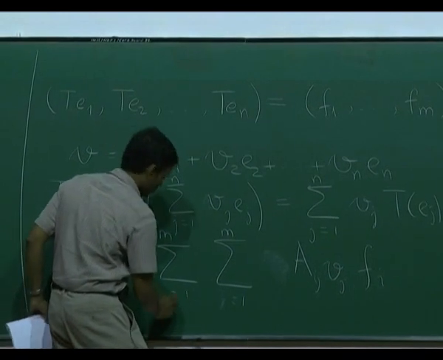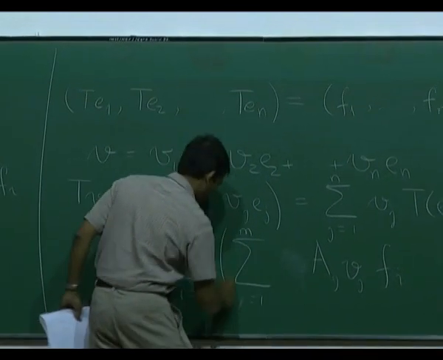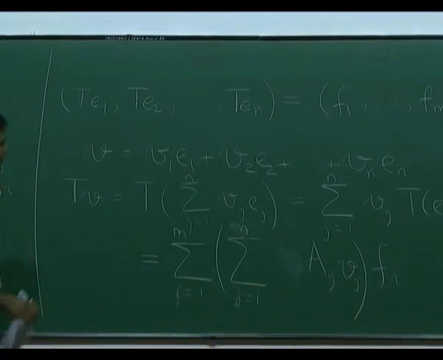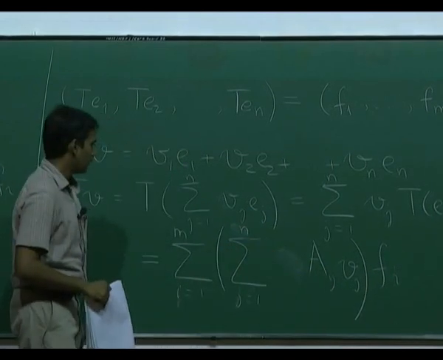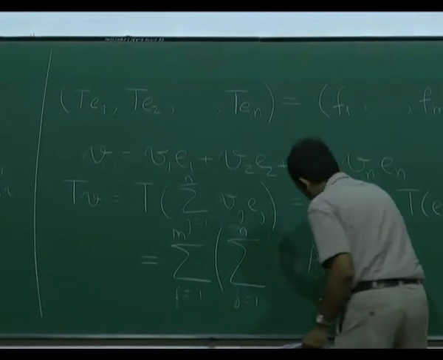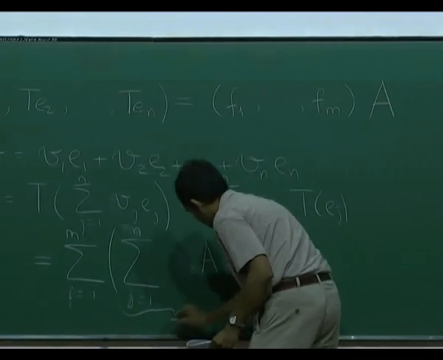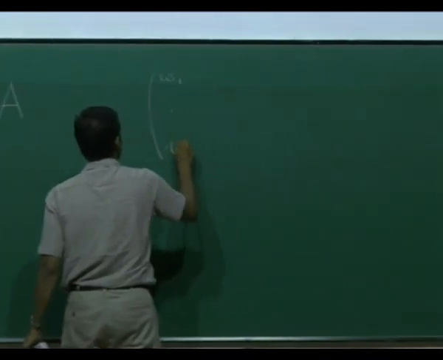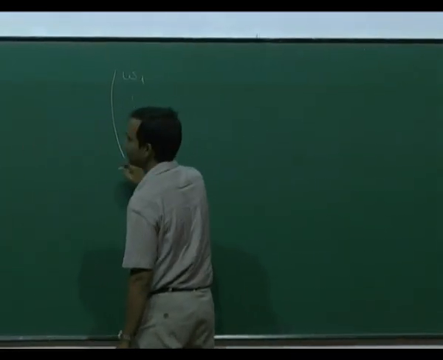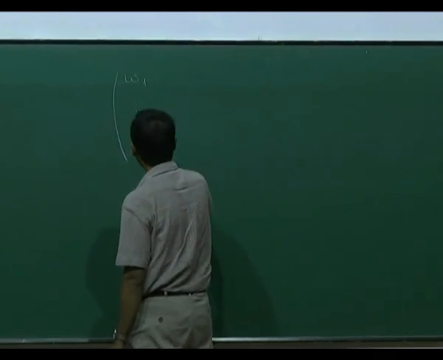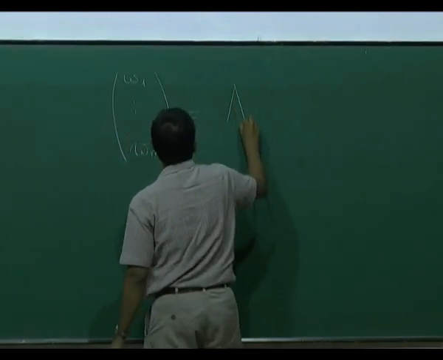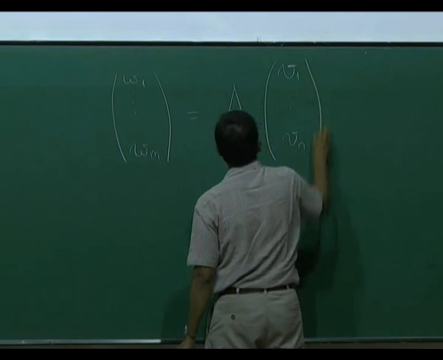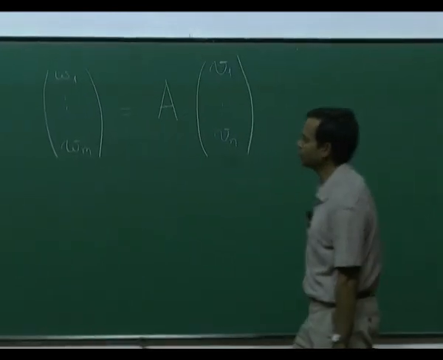I will write I here, and so the coordinate of the Fi is this thing, and suppose we call this Wi, then what we are getting is the coordinates of T V, namely W1, W2 up to Wm, are given by the matrix A multiplied by the column vector V1 Vn. So, that is another point of view on the matrix.